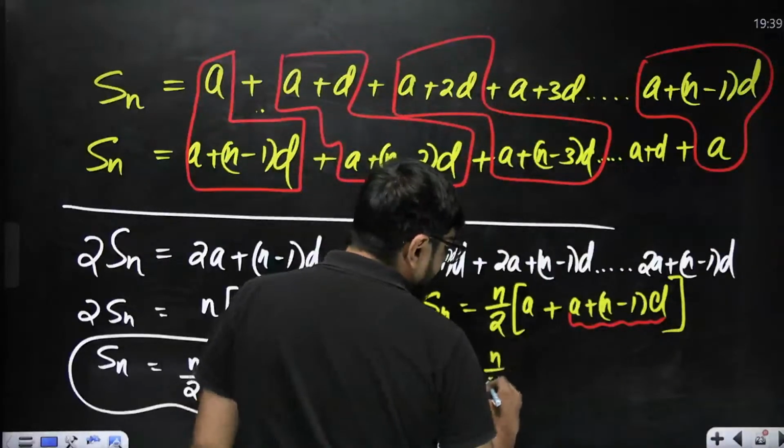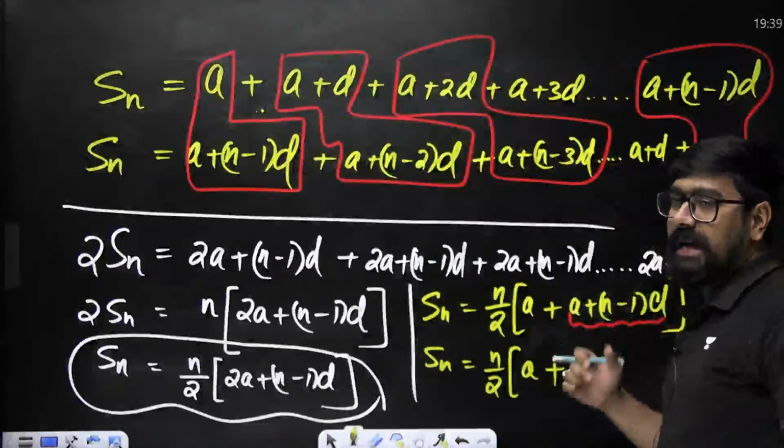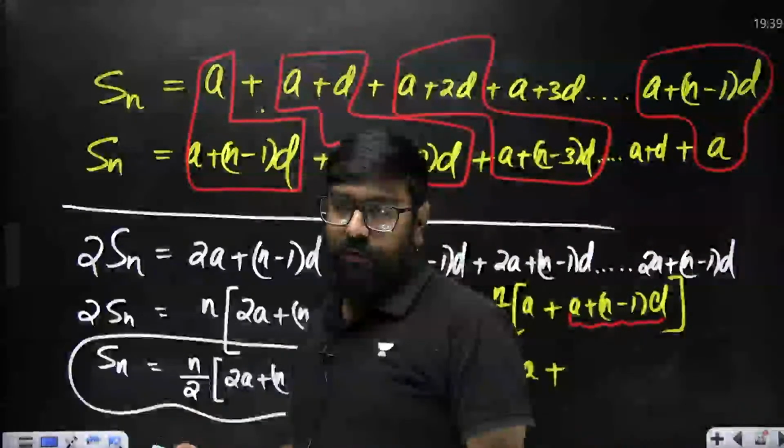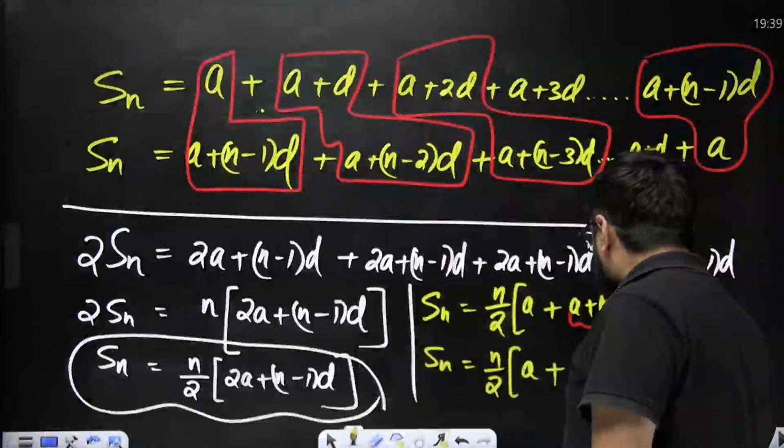n by 2 multiplied with a plus. Now, some people think that this is a plus l, last term. Not last term, I would say. I would say any term. Suppose Tn, write it as Tn over here.